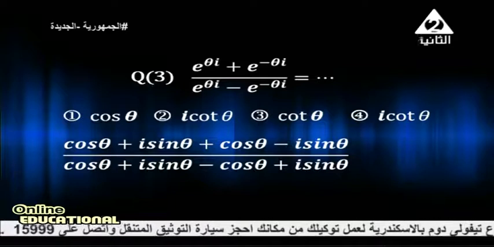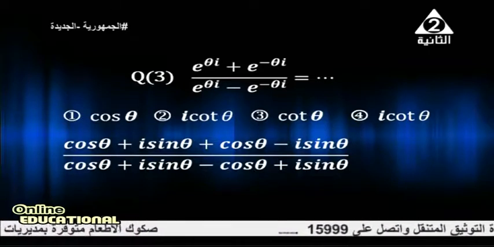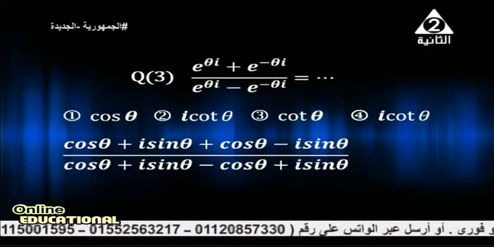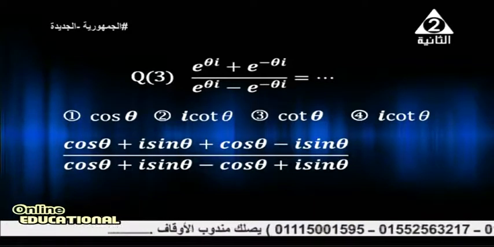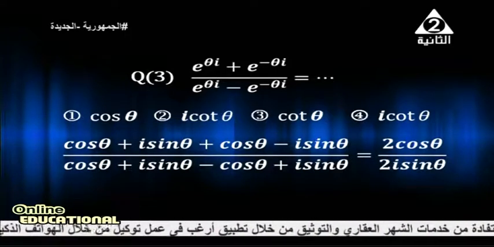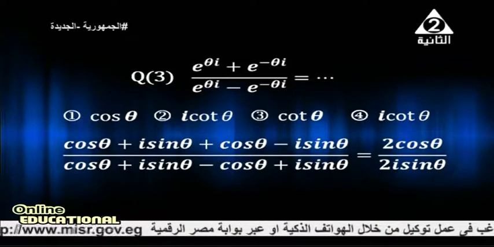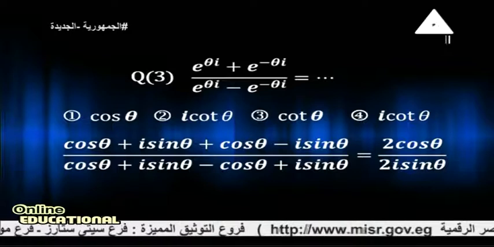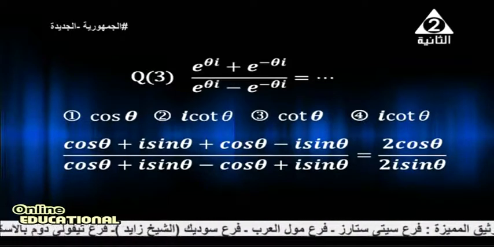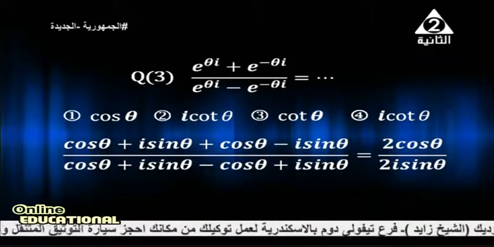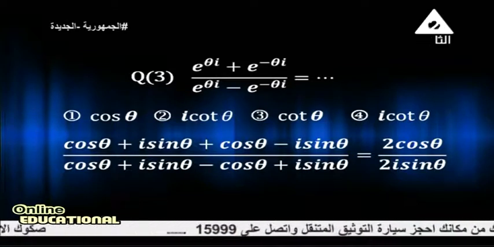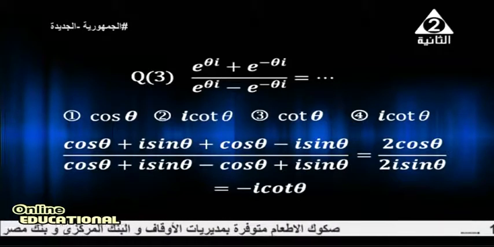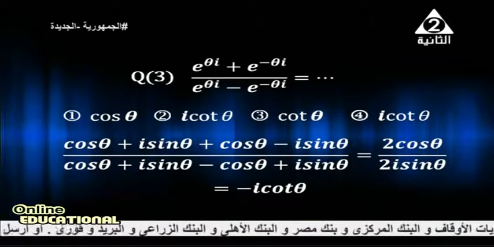Therefore, look at the numerator. We simplify cosine theta plus cosine theta equals 2 cosine theta. And the denominator is 2i sine theta. So 2 cosine theta over 2i sine theta. Therefore, my dear student, we know cosine theta over sine theta equals cotangent theta. Why? Because sine over cosine equals tangent, but the multiplicative inverse of tangent is cotangent. Therefore, the answer is negative i cotangent theta.